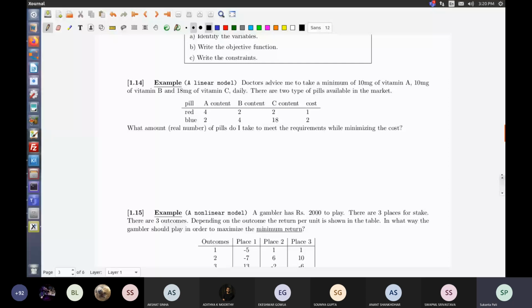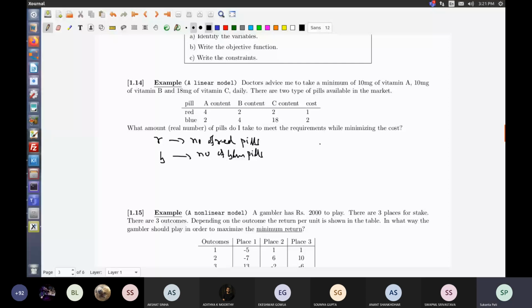Then you first have to identify the variables. Here the variables are very clear. Take R as the number of red pills, and B as the number of blue pills. Then the cost that you will be paying is 1 times R plus 2 times B, so R plus 2B is the cost, and that you have to minimize.